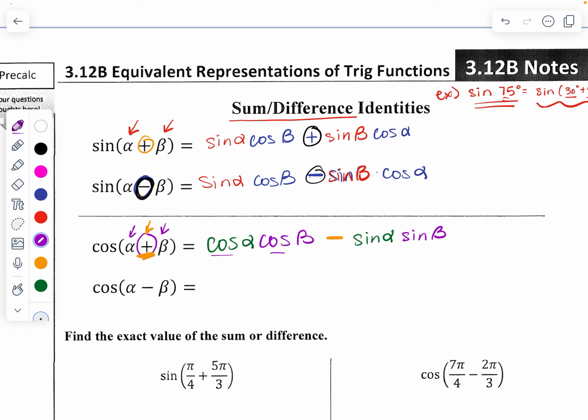Okay, and then same thing goes for the cosine of the difference. So same idea, cosine alpha times the cosine of beta, but instead of subtraction, we're going to use the opposite, which is addition. And then sine of alpha times the sine of beta, the second angle.